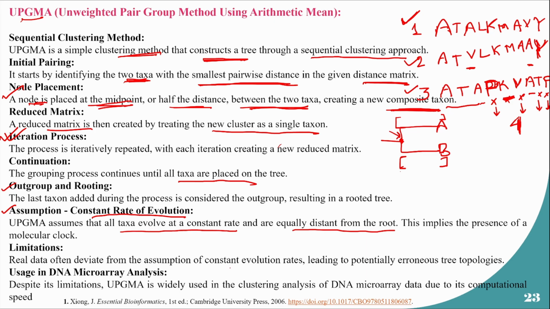The limitation is that a constant evolution rate can often deviate from the real data, so potentially erroneous tree topologies can be obtained. It has its usage in DNA microarray analysis and so on. The information is taken from this book. We will see an example of how it is done exactly.